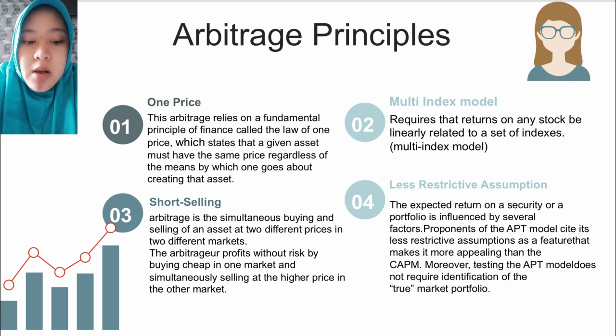Arbitrage principles. 1. One price: a given asset must have the same price. 2. Multi-index model: requires the return on any stock be linearly related to a set of indexes. 3. Short selling: arbitrage is the simultaneous buying and selling of an asset at two different prices in two different markets. 4. Less restrictive assumptions. The expected return on a security or a portfolio is influenced by several factors.